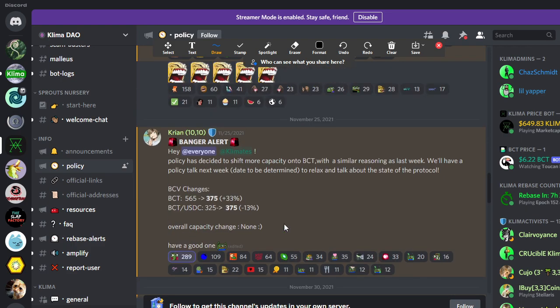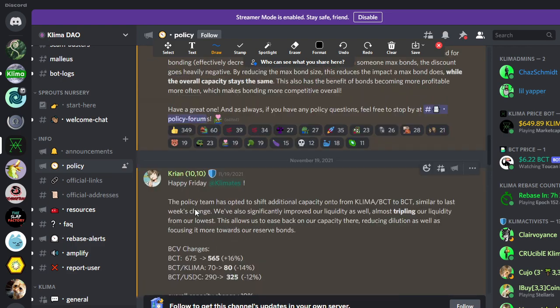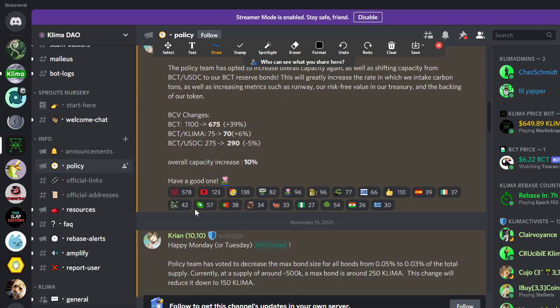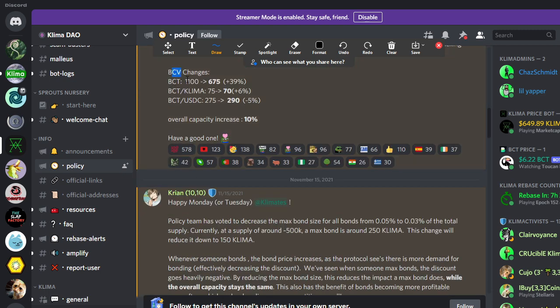Sometimes you'll see this in the posts, this BCV. There's one there, there's one there, there's one there. These are bond control variables. This is a little bit counterintuitive, it might not make sense this way, but this is how it goes: as BCV decreases, bond capacity increases. So here the BCT Klima BCV went down, the bond capacity went up. And here the BCT USDC BCV went down. Oh, it went up. I apologize. And the bond discount went down. Okay, so now you know what it is. Now you're not lost. If you see that in the post, you know exactly what it is.